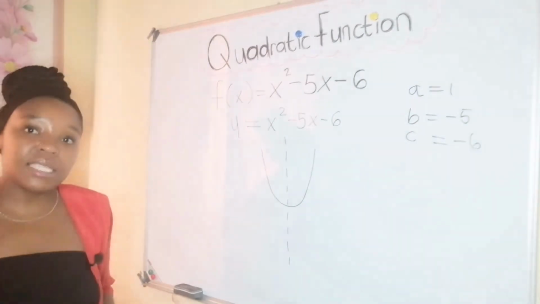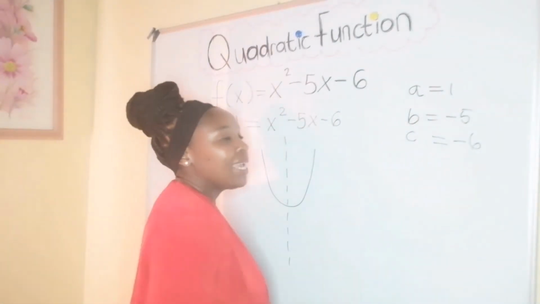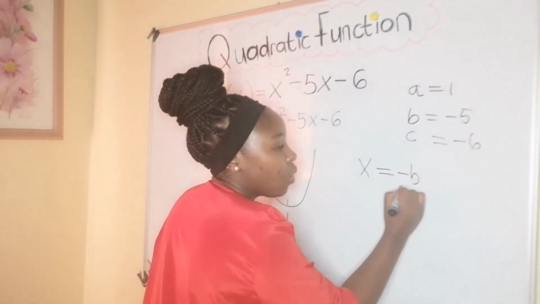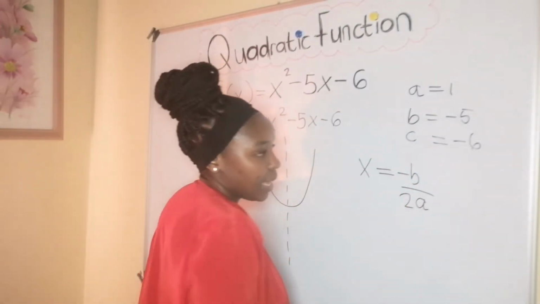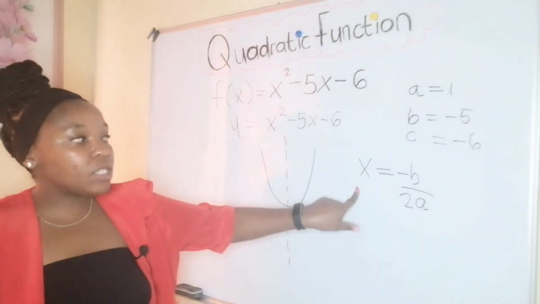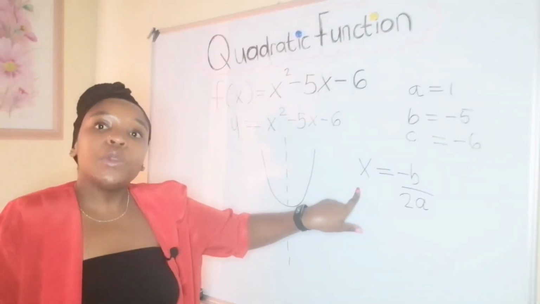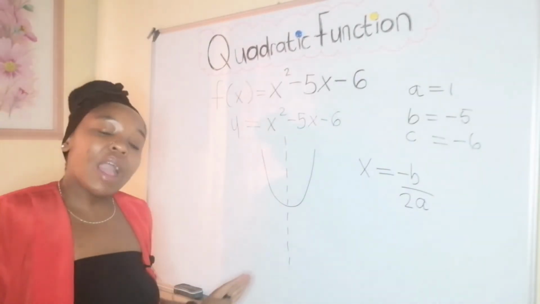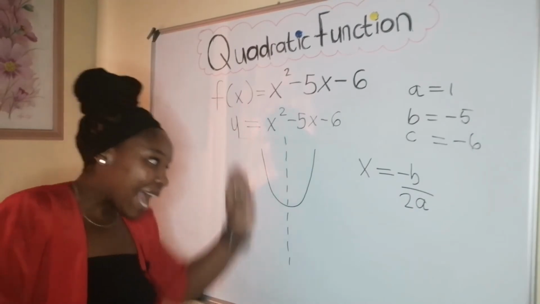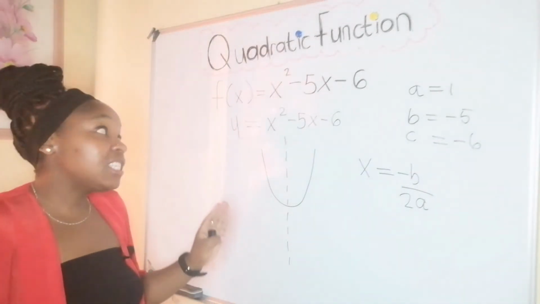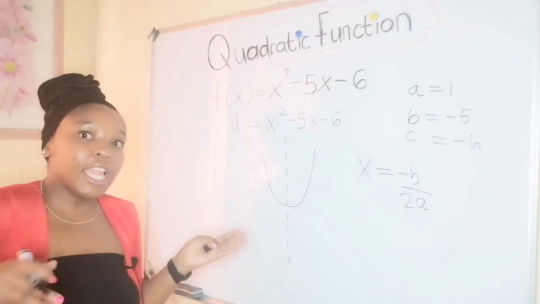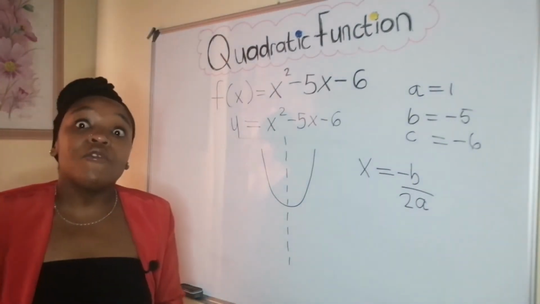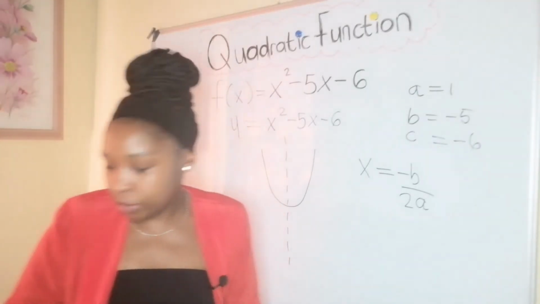So how do we get this axis of symmetry? It is obtained by using the equation x is equal to minus b over 2a. By simply taking x equal to minus b over 2a, you will be able to get that line that goes through our x-axis, that imaginary line that splits our quadratic function into two equal halves. So let's get the axis of symmetry for this particular quadratic function.